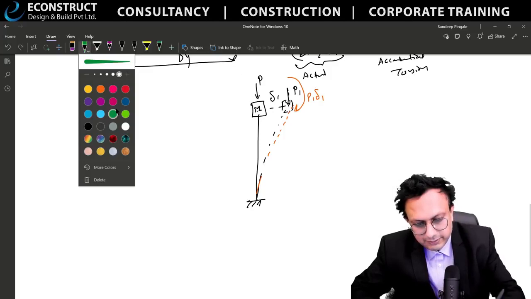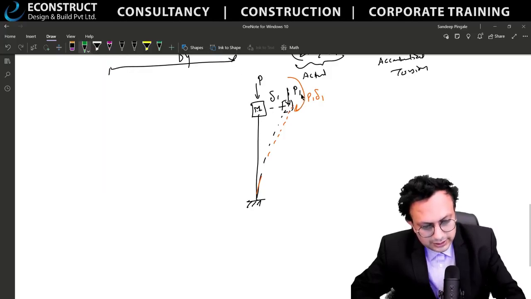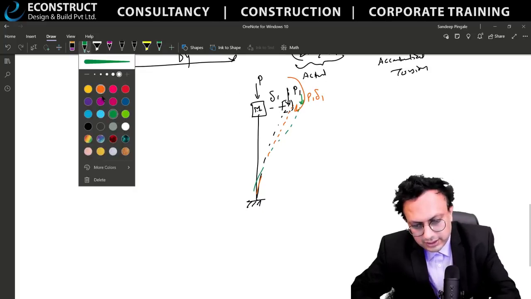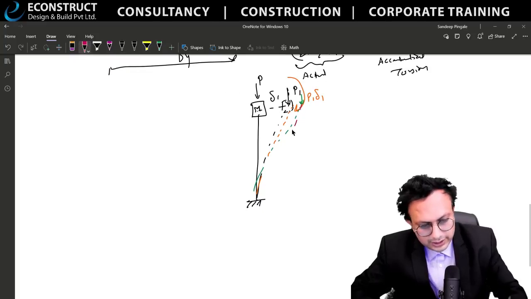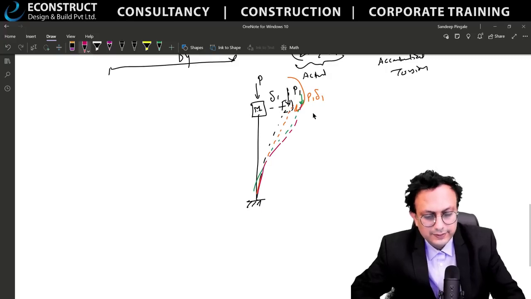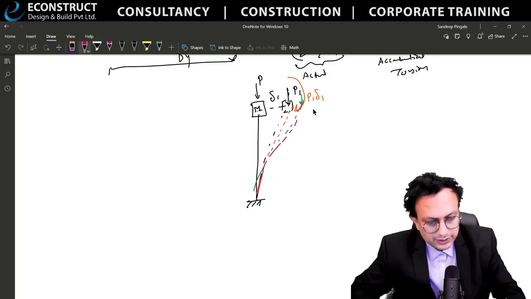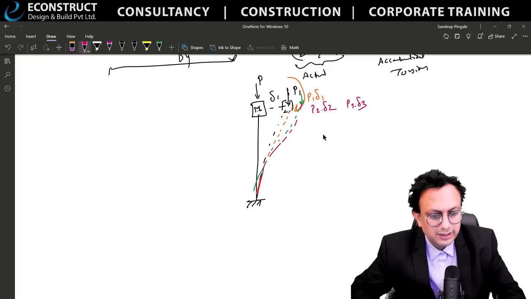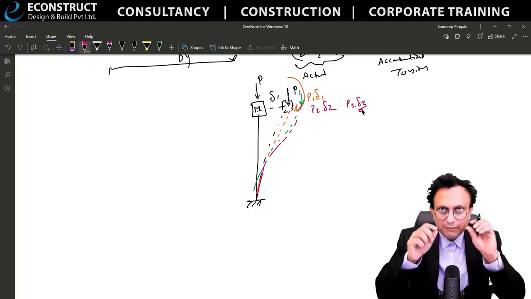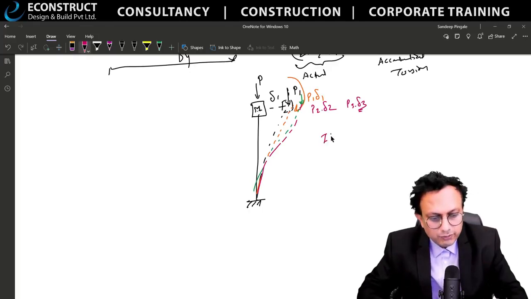Again, due to P1 into delta 1, some more deflection will come. Maybe I'll take some different pen. It is like this over here. So again, this will be P2 into delta 2. Again it will be some more, it is P3 into delta 3. Understood? So up to what extent can you go? So let's say this is P2 into delta 2, P3 into delta 3, and so on. It will stop at a certain value. We call it the iterative process.